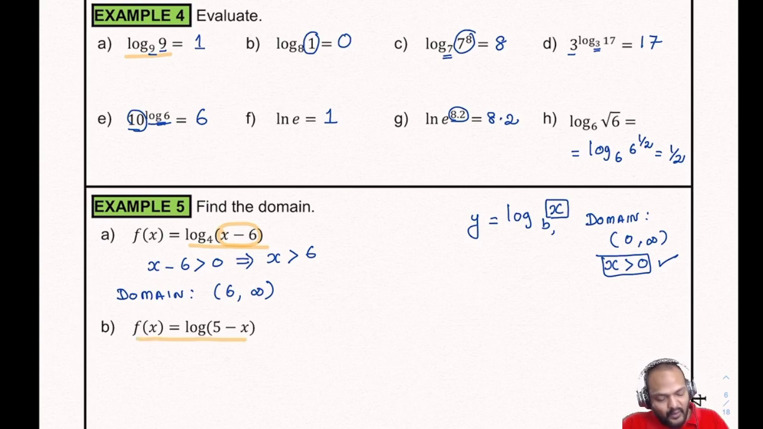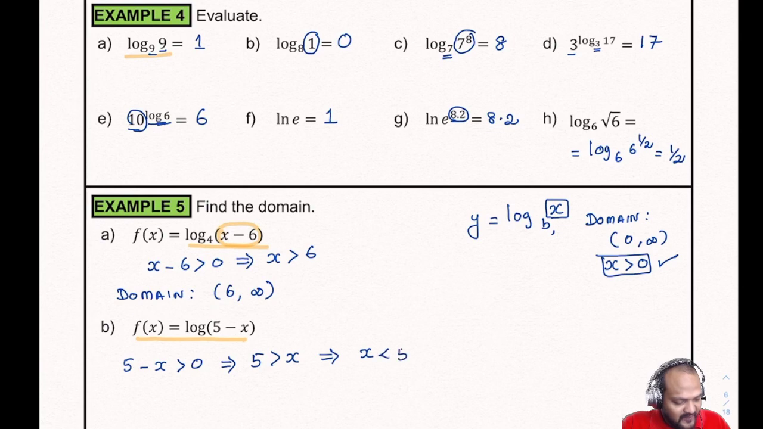Again, I want the input to be positive. My input here is 5 minus x, and I want that to be positive. That tells me that 5 must be greater than x. In other words, this is the same as saying x must be less than 5, and so the domain for this would be negative infinity all the way up to 5. So that is the domain for this.